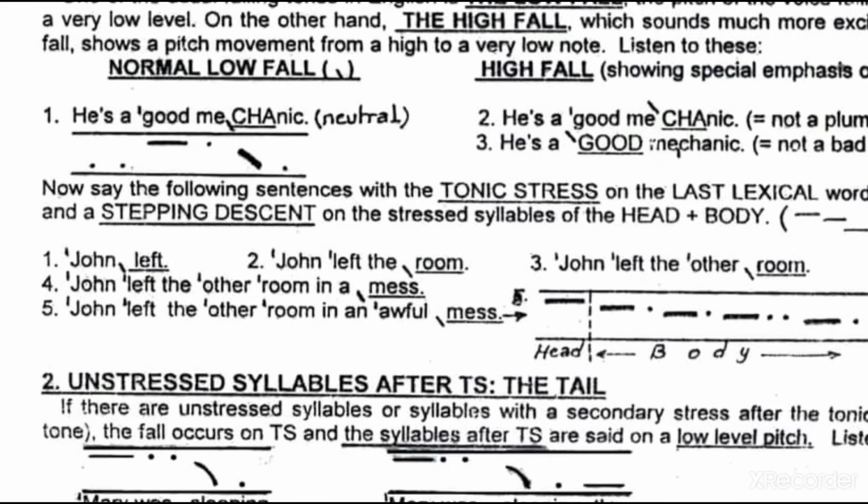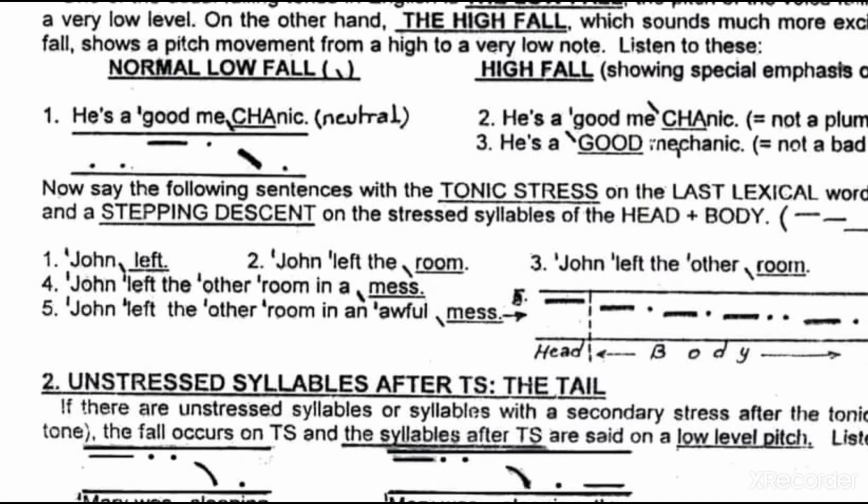So we said that the low fall is used first in neutral statements or normal statements. Look at this example. Number 1, he's a good mechanic. This is a neutral statement. He is a good mechanic. The graphic representation of he is a good mechanic is as follows.